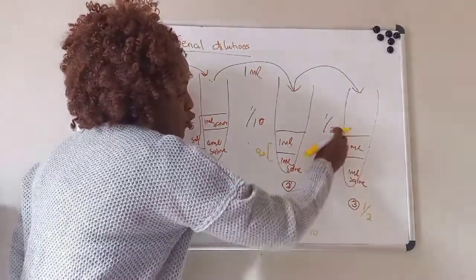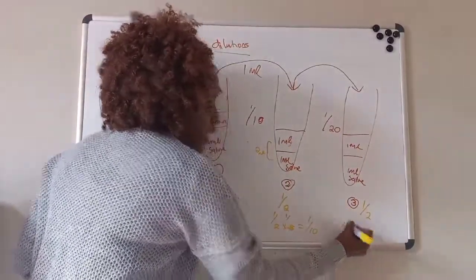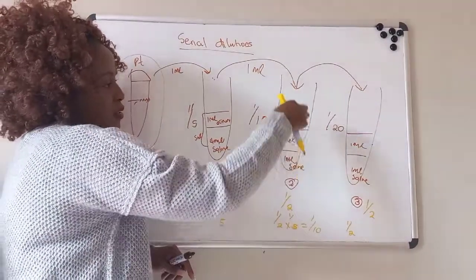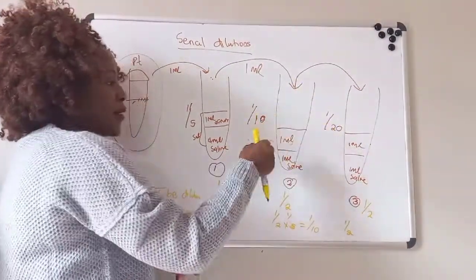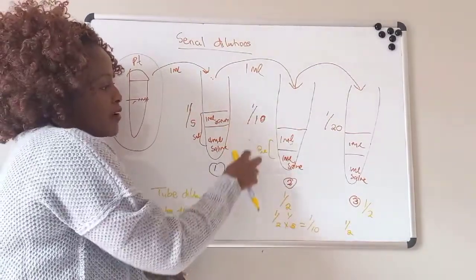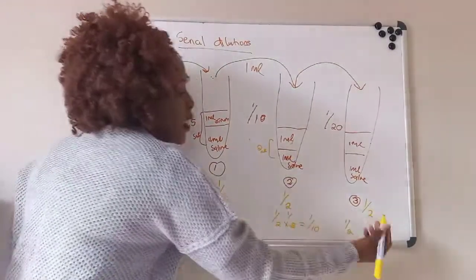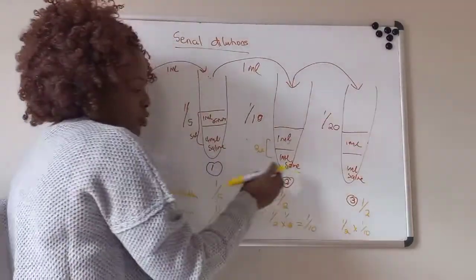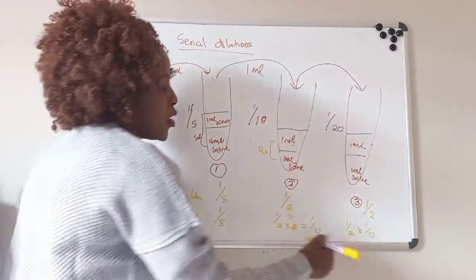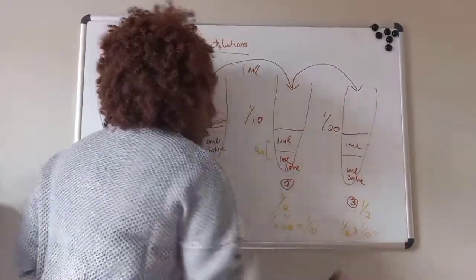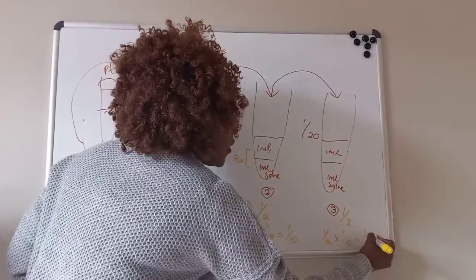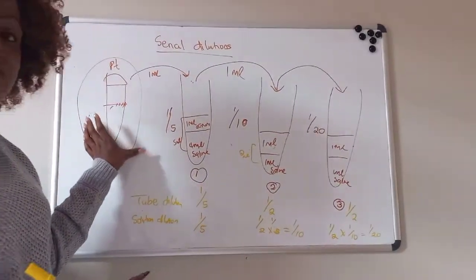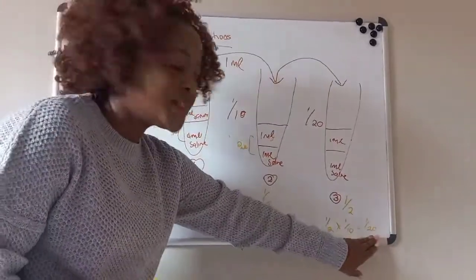And then when we get to tube number 3, yes, the tube dilution is a 1 in 2 again, but because I've taken my 1 mil from tube number 2, where I have done a 1 in 10, now I need to multiply my tube dilution with the solution dilution from the tube where I've taken the 1 mil, which is going to be 2 times 10. Then in this case, I've done a 1 in 20. It means the concentration of this analyte that is in the patient sample has been decreased 20 times.